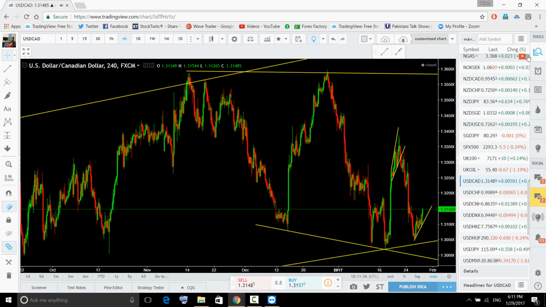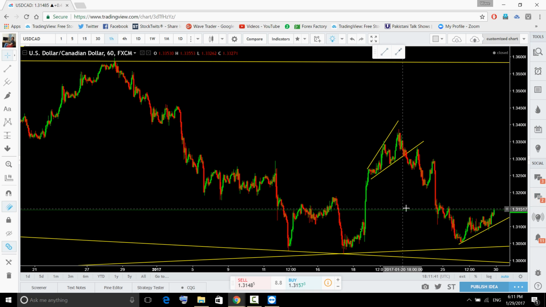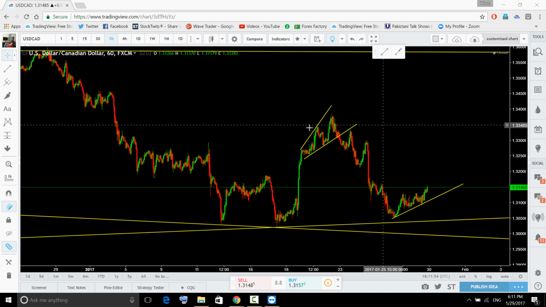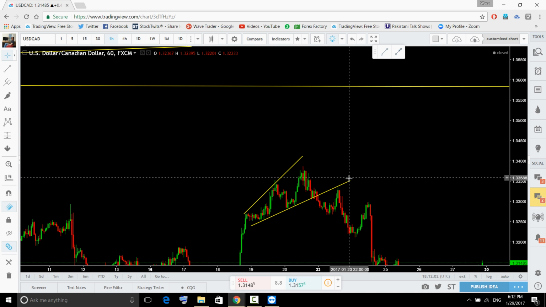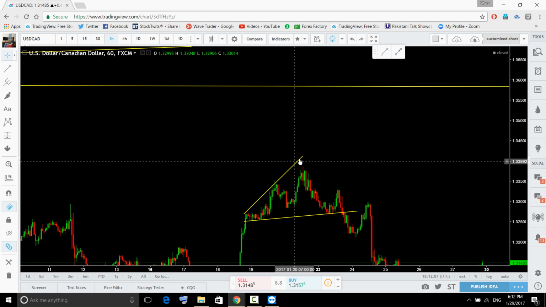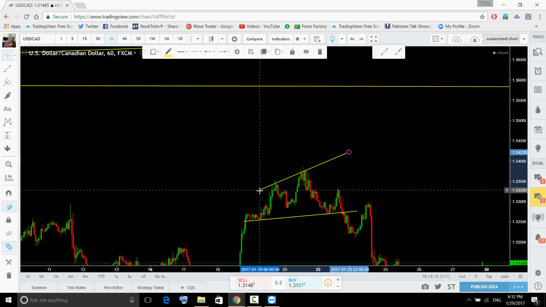USD CAD. Here we got the USD CAD. If you remember, I spoke about this pair in detail in the last meeting. I was asking you to look for a buy somewhere here. I was anticipating one more leg to the upside before coming to the downside. I was anticipating this up move, then continuation and price action at the top.